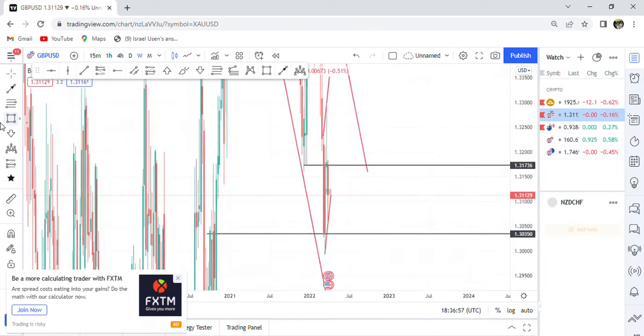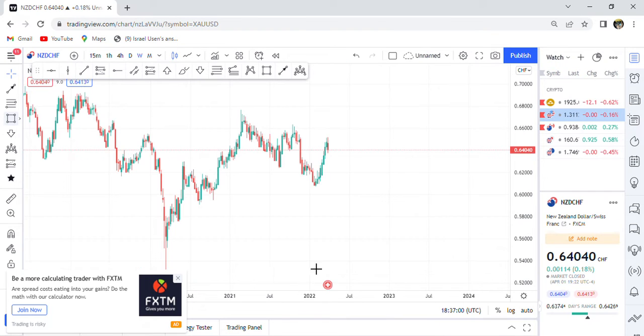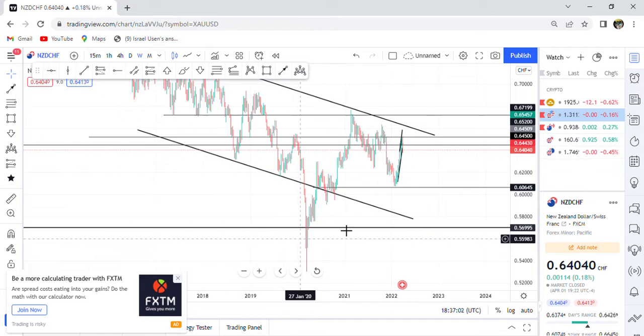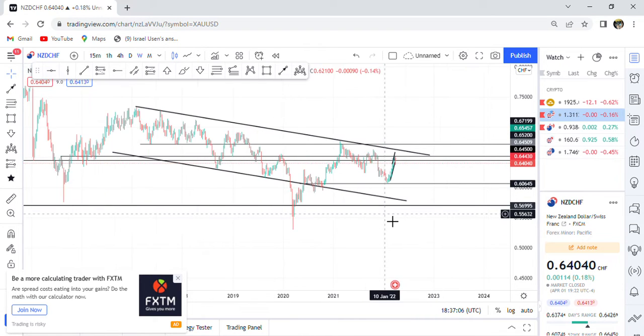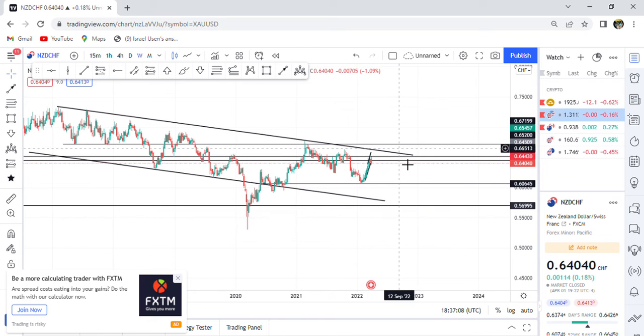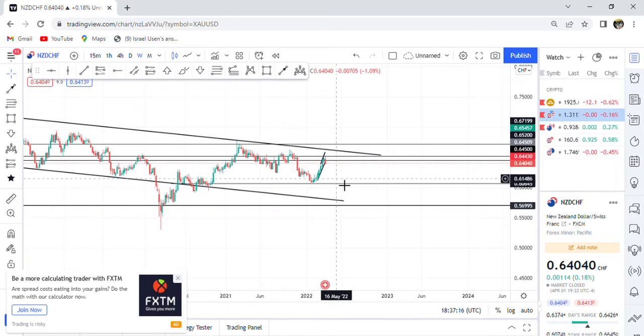New Zealand Swiss franc. So in the NZDCHF, on the weekly time frame, we've seen bearish structure, price pushing to the downside. Price hasn't stopped pushing to the downside. So go over to the daily. Well, we should know where we currently are.